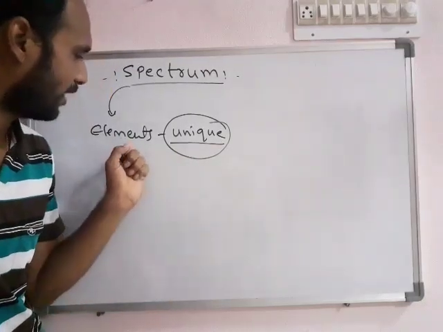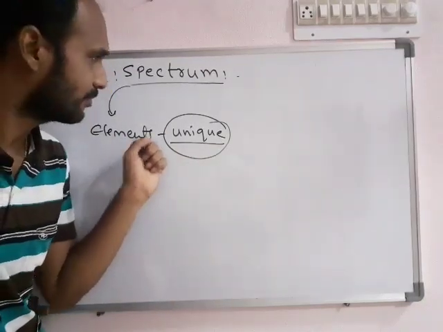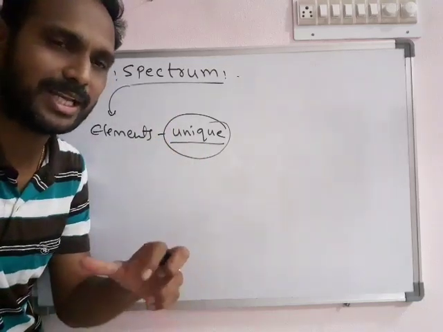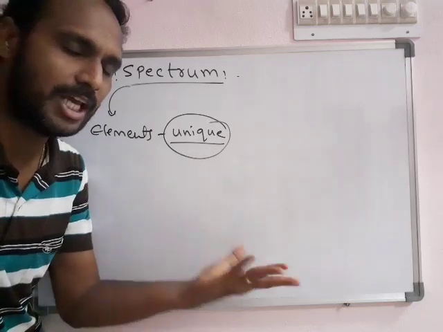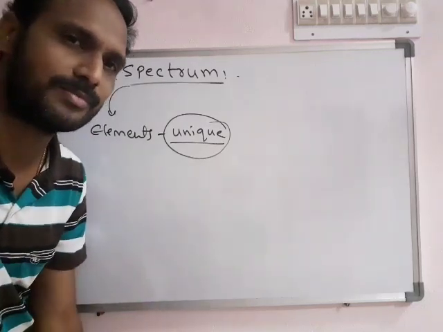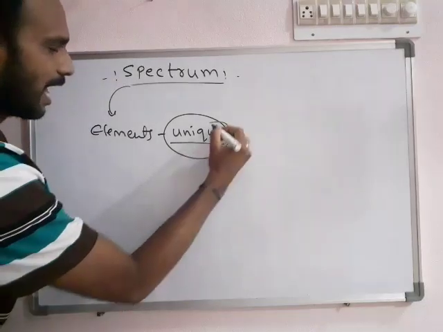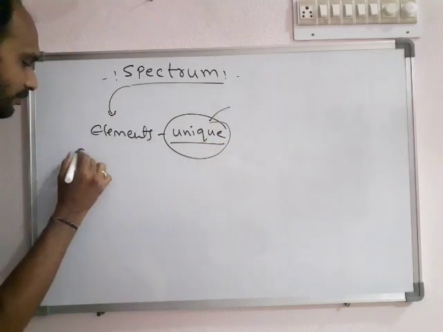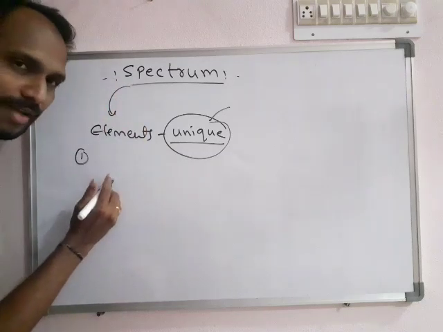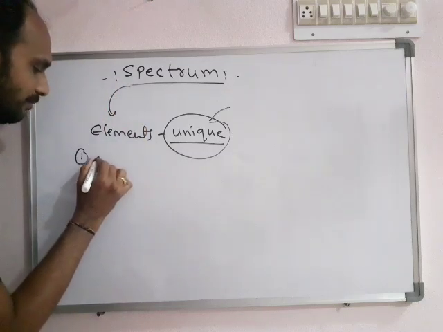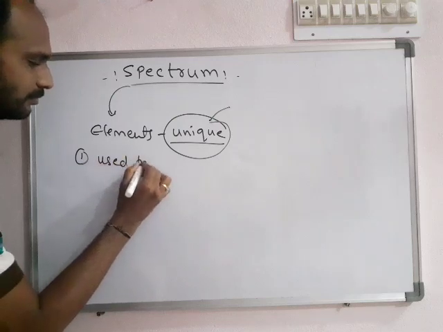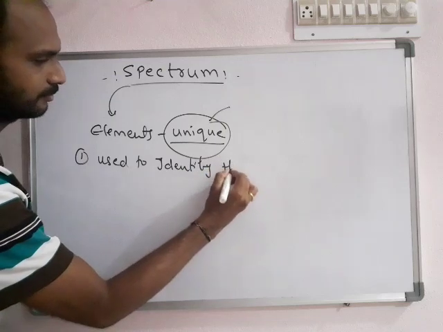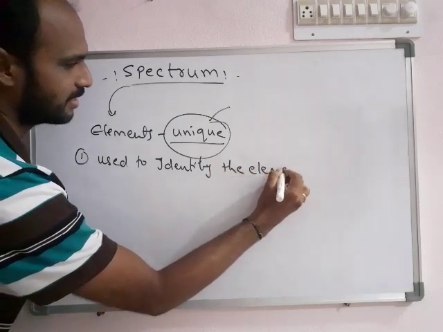Exactly. For elements, for atoms, the spectra is unique. As it's a unique property of the elements, the spectrum of an element is used to identify the particular elements.